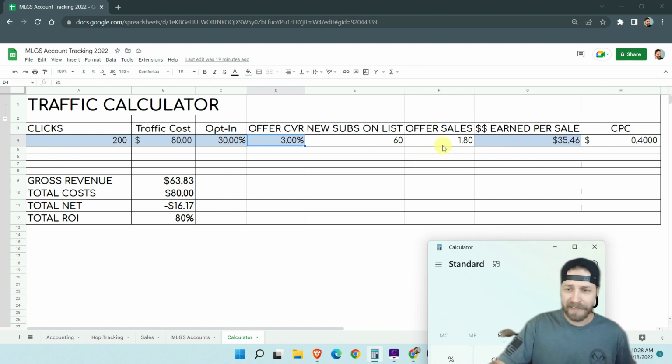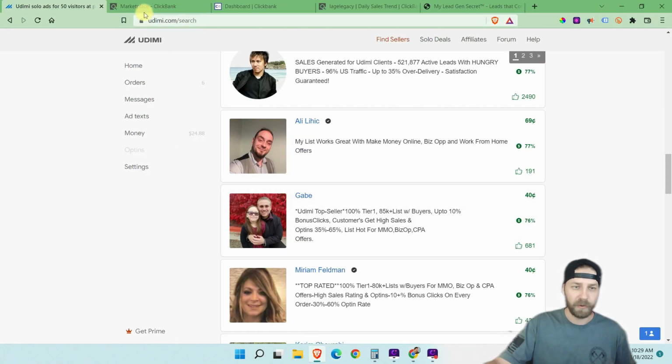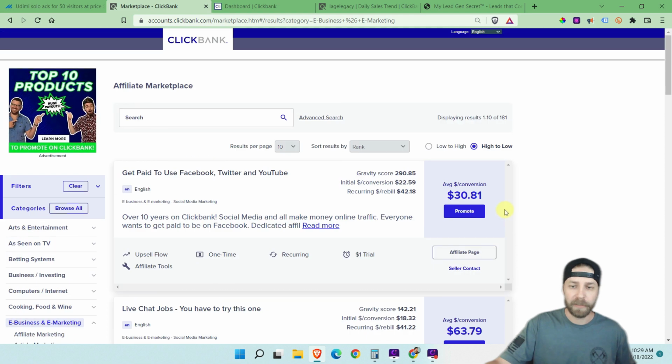So based on these values, this earn per sale, I base this on marketplace offers. So let's go back to ClickBank, which is a really good marketplace. I just went over here to the e-business and e-marketing section in ClickBank, and then I took two of the offers that I'm currently promoting. It's two of their highest offers, which is this one.